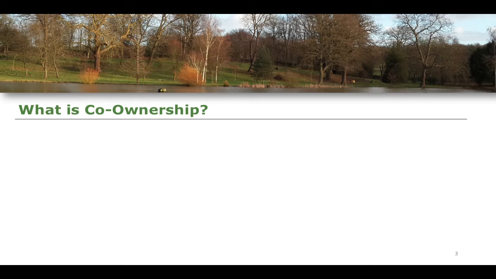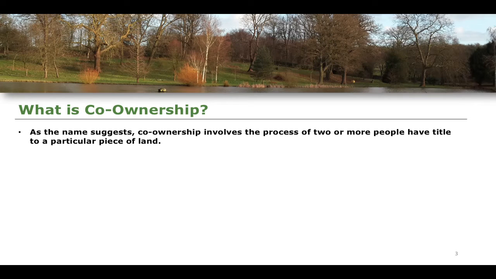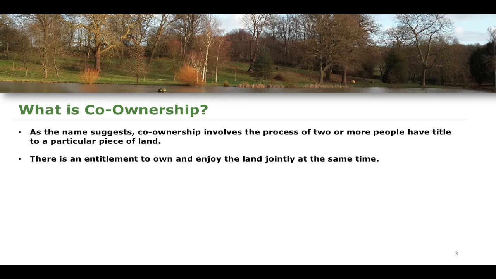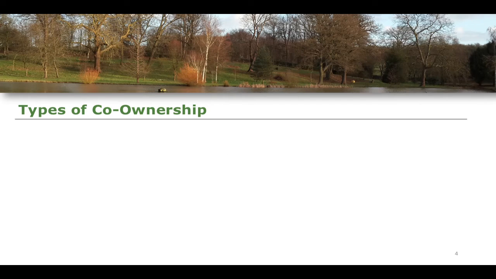So, what does co-ownership mean, and what do we refer to when we talk about co-ownership in this topic in land law? Well, as the name suggests, it involves two or more people having title to a particular piece of land, i.e., they are multiple owners co-owning that property. There is an entitlement for the co-owners to own and jointly enjoy that land at the same time. And so there are various legal principles that seek to regulate this relationship. These are known as the types of co-ownership.